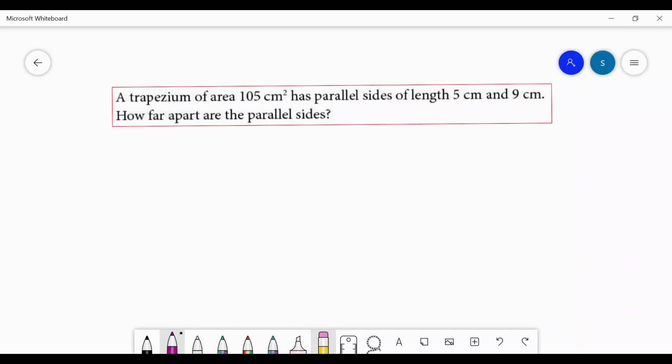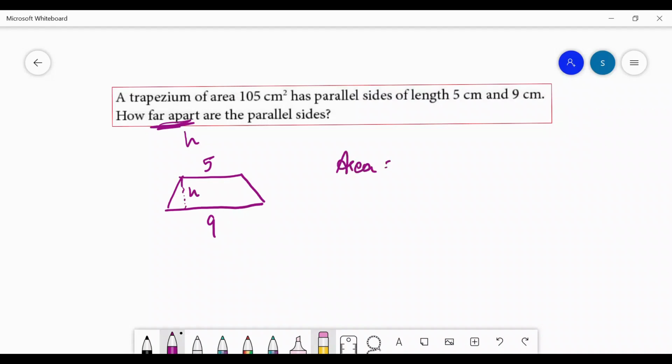The first question we have: a trapezium of area 105 centimeters square has parallel sides of length 5 and 9 centimeters. How far apart are the parallel sides? Basically they're asking you to find the distance or the height of the trapezium. Now let's just draw a trapezium. So this is 5, 9. They want you to find the distance between these two parallel sides.